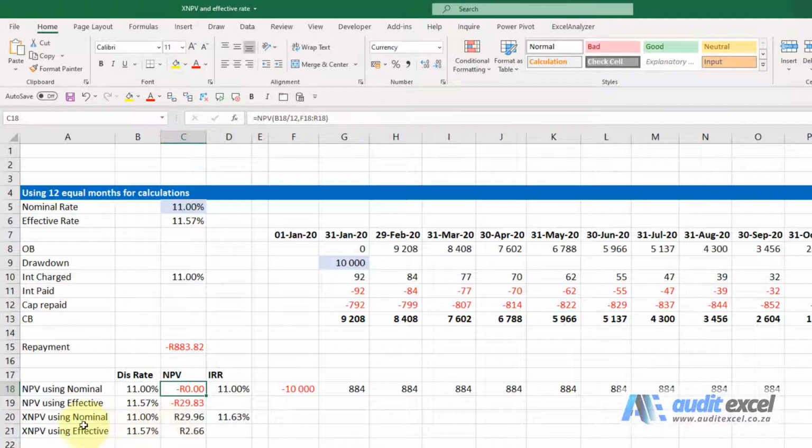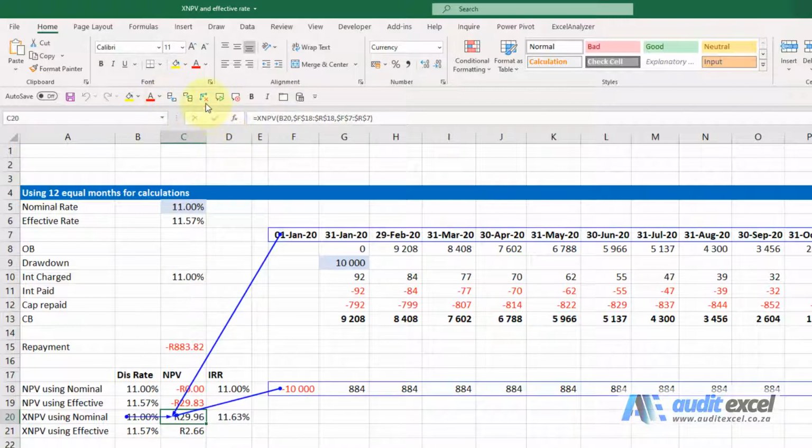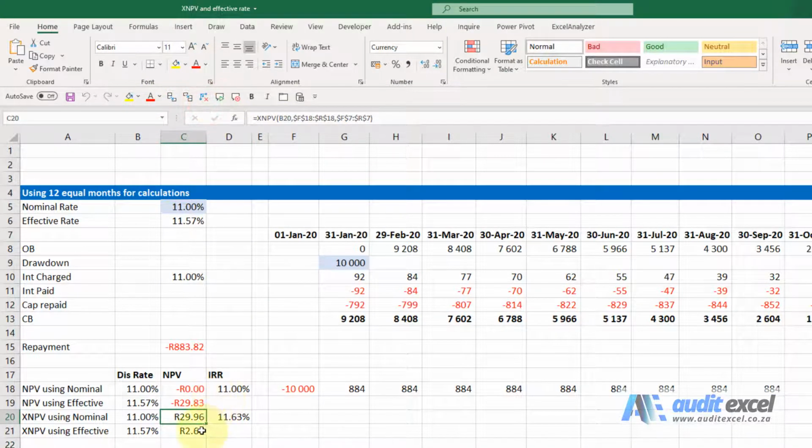However, if you use XNPV and you use that same nominal rate, you'll see that you don't get very close. However, if you use the effective rate, you get much closer. Now, it won't be exact just because of the way we've built this. We haven't done the exact days. But the important lesson here is XNPV needs the effective rate and NPV uses the nominal rate.